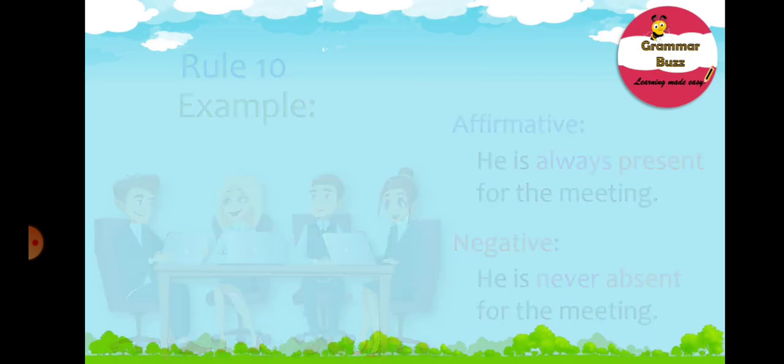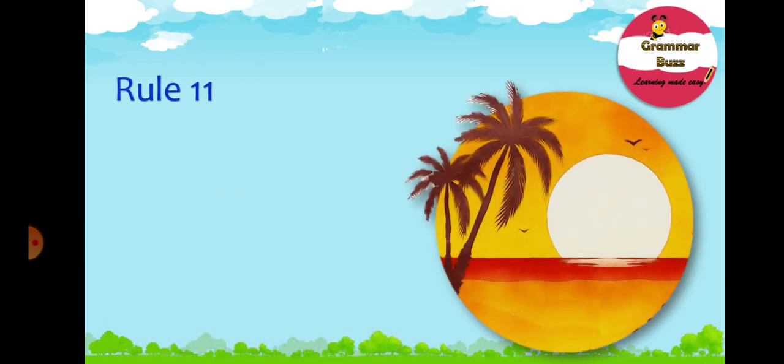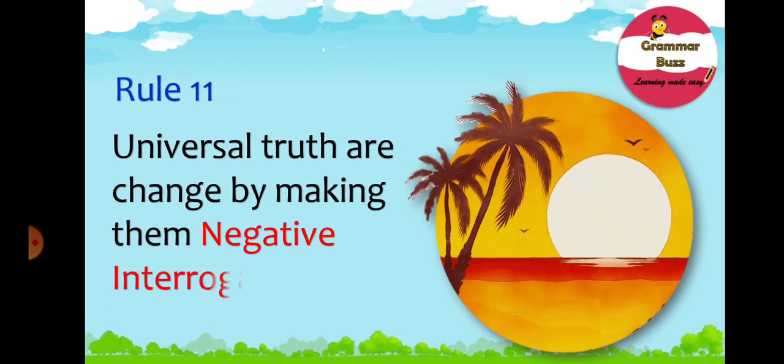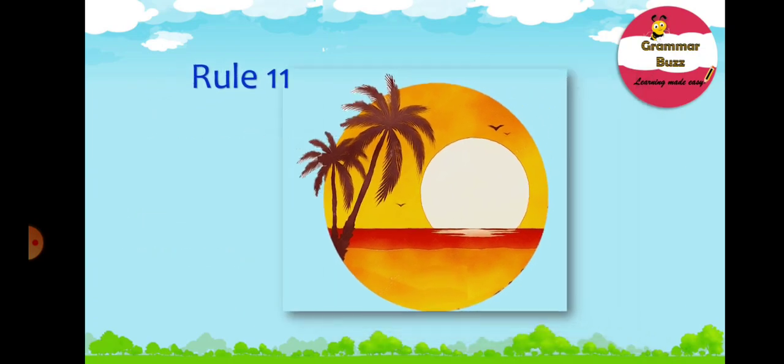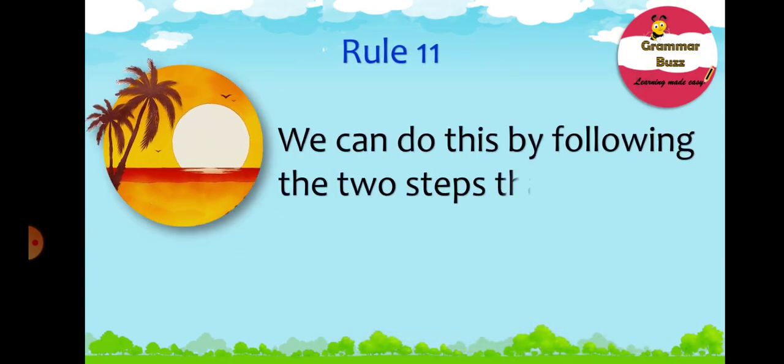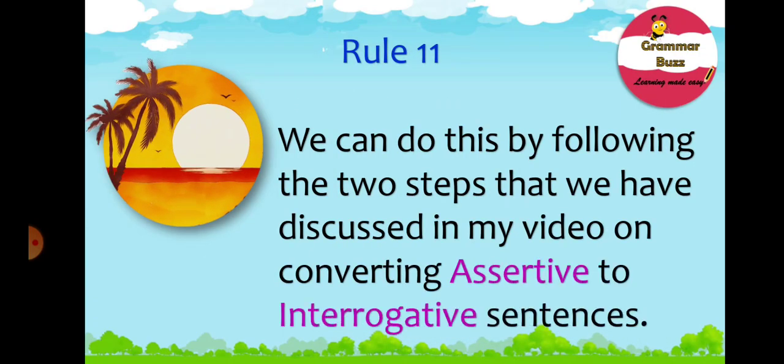Moving on with the following rule. Universal truths are changed by making them negative interrogative. Remember, we can do this by following two steps that we have discussed in my previous video on converting assertive to interrogative sentences. If you haven't been through those videos, you can always check my playlist.